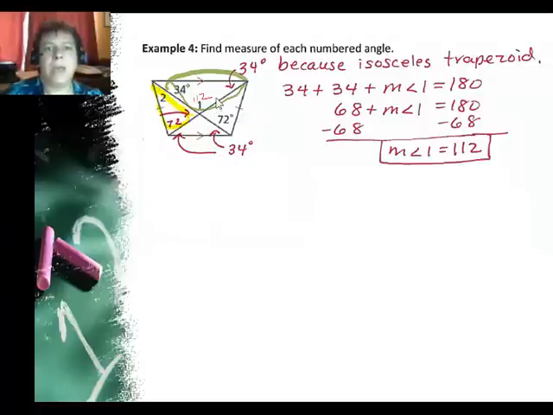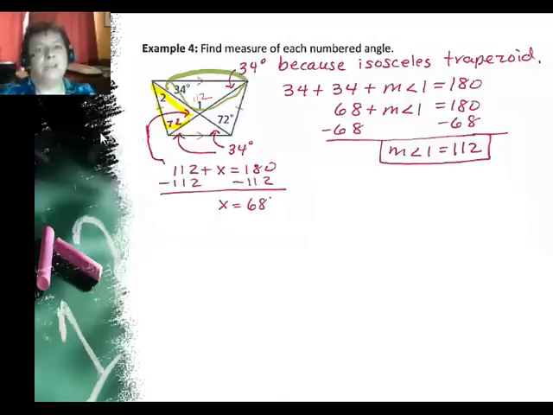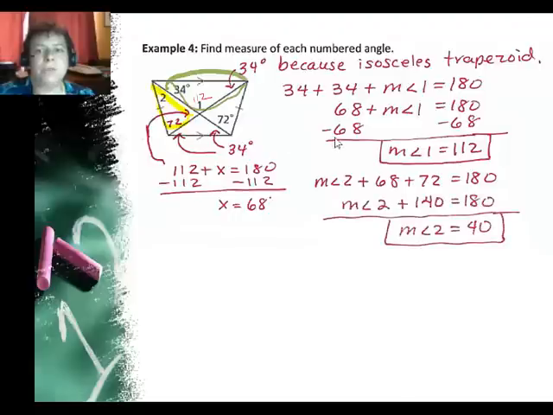So I can say, okay, 112 plus this mystery angle must be 180, and I just called it x. So 112 plus x equals 180. Subtract 112 from both sides. So I find out that mystery angle is 68. Now I know two of the angles in this yellow triangle. So I can say 72 plus 68 plus the measure of angle 2 must be 180. Combine my like terms, 68 and 72, then subtract 140 from both sides, and I find out the measure of angle 2 is 40 degrees.